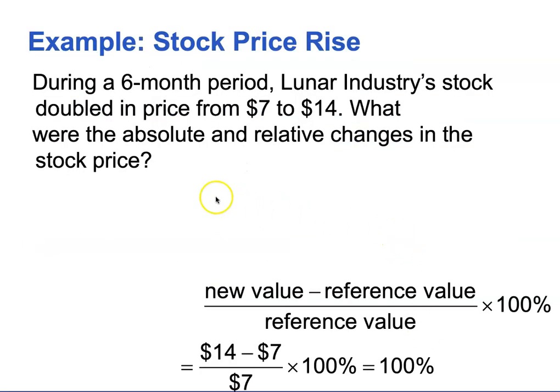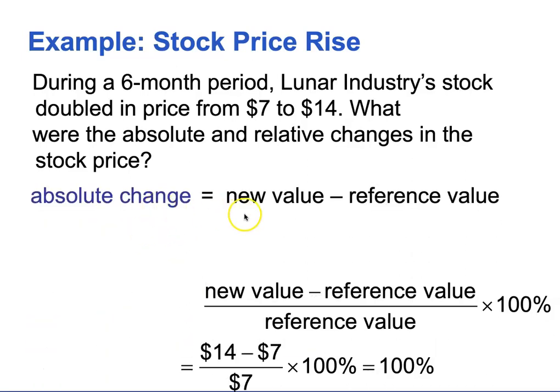Well, so let's do an example. All right, stock rise prices. During a 6-month period, Lunar Industries stock doubled in price from $7 to $14. What were the absolute and the relative changes in the stock price? Okay, so when we look at it, absolute change, if you remember, is new value minus reference value. So our new value is 14, and it changed from 7. So 14 minus 7 is $7. So our absolute change was $7. And it's a positive, so it was an increase.